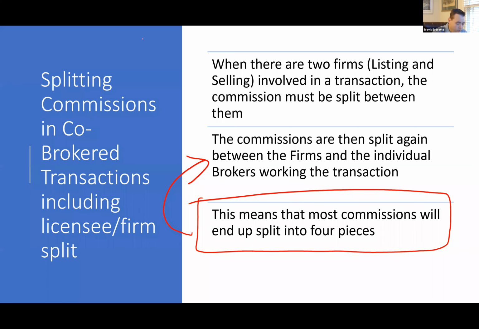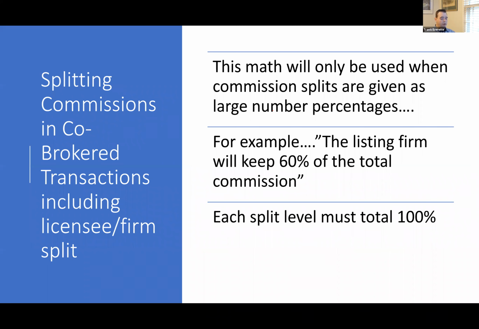Here's what we had before. We had this. And now we're just going to go one step further and have it look like this. So you got 1, 2, 3, 4 pieces of a commission. That's what we're doing. And I've come up with a way to deal with that.